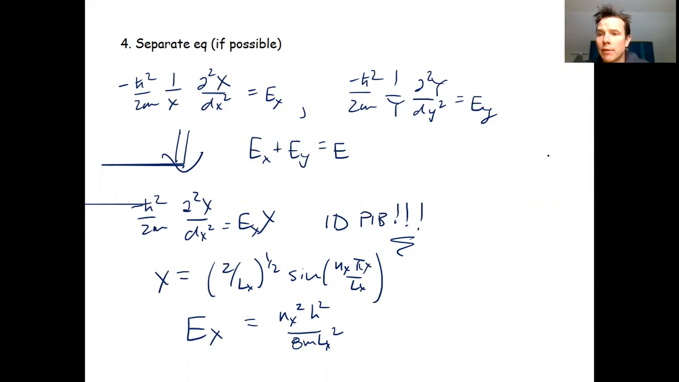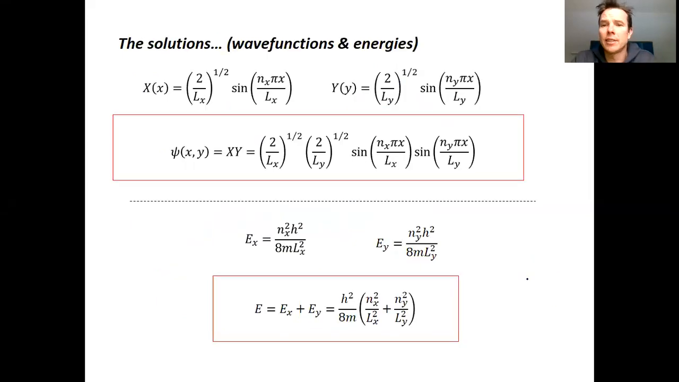I'm going to get a similar set of equations for y. And at the end of the day, here is the solution. When we solve the Schrodinger equation, we get wave functions and energies. Here are my wave functions. A 1D particle in a box in x. You can't see this. A 1D particle in the box for y. And the two-dimensional wave function is the product of these two. I get a one-dimensional energy in x. I get a one-dimensional particle in the box energy in y. And the total energy is the sum of these two. We have solved the Schrodinger equation.